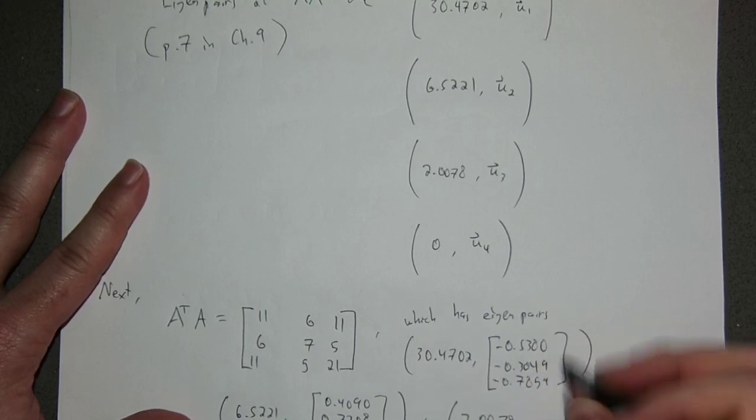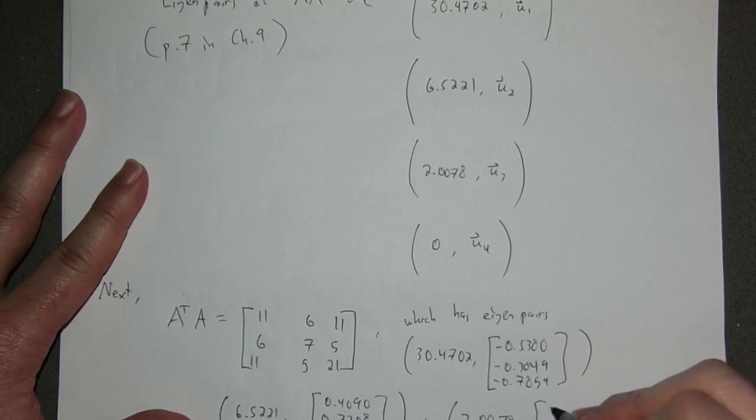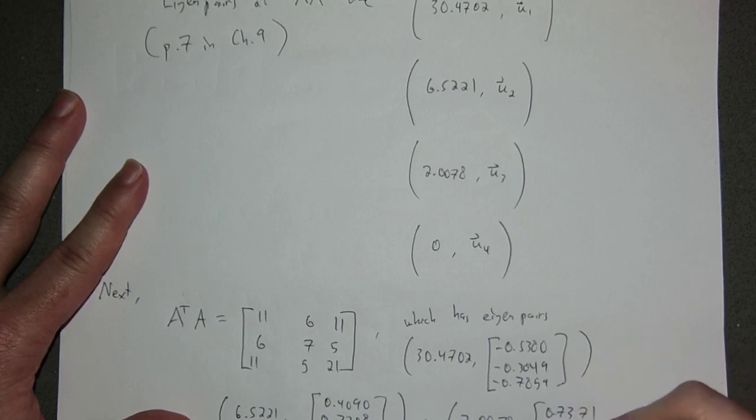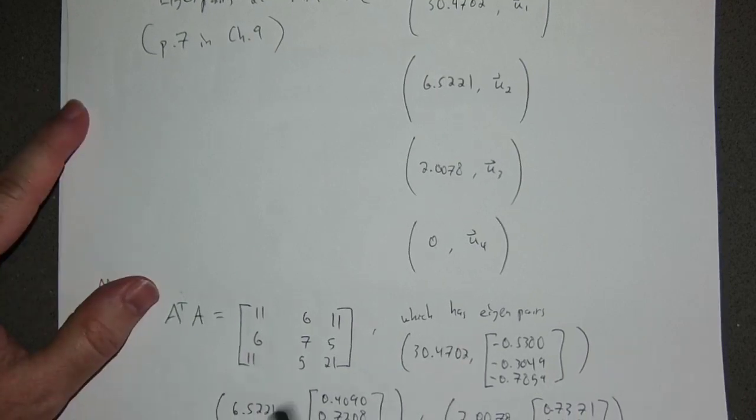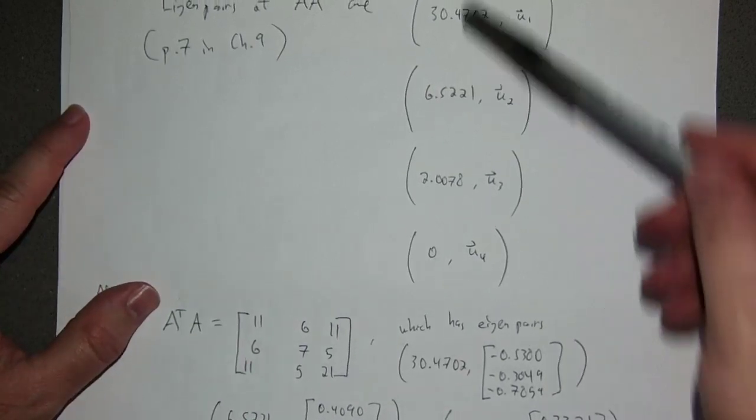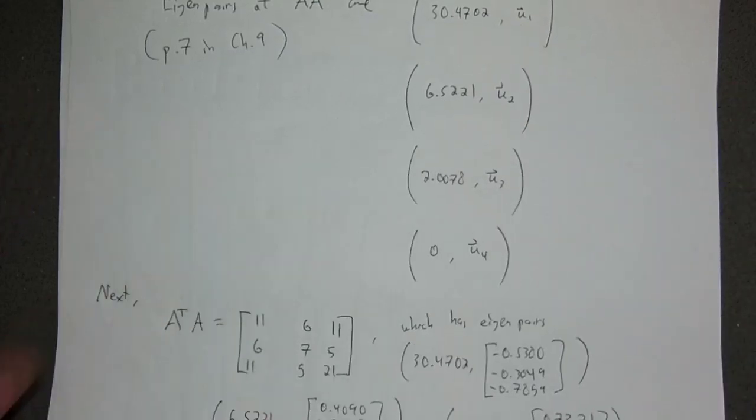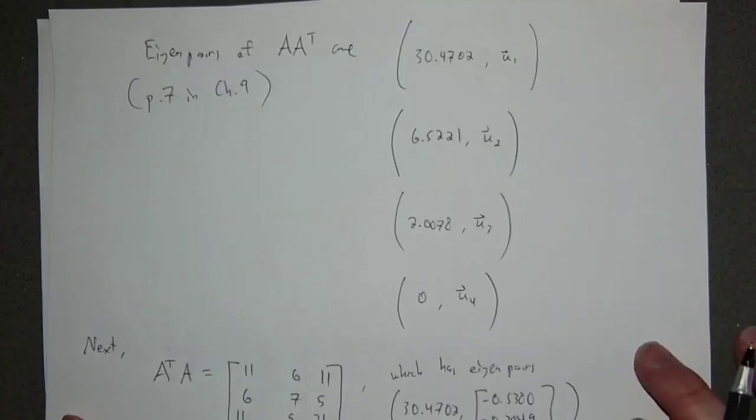And the last eigenpair is 2.0078. The vector is 0.7371, minus 0.6225, and minus 0.2631. Okay, you will note that these three eigenvalues are the same as the non-zero eigenvalues in AA transpose.